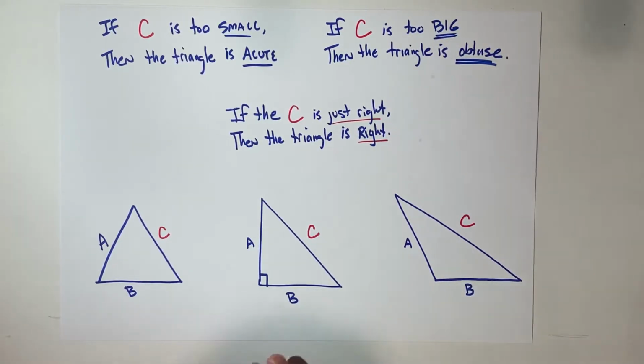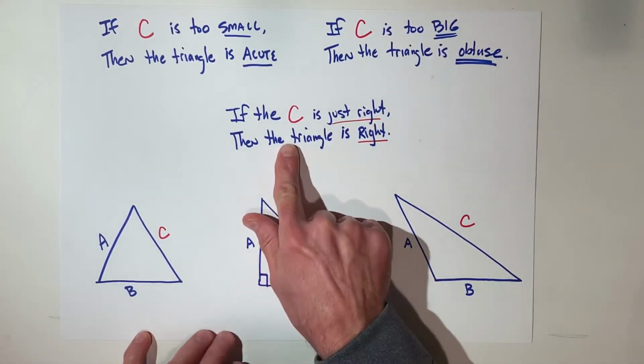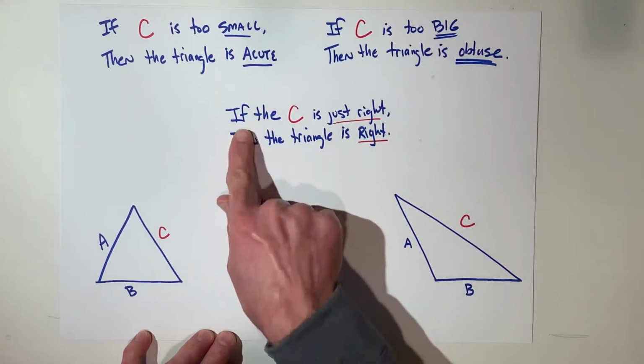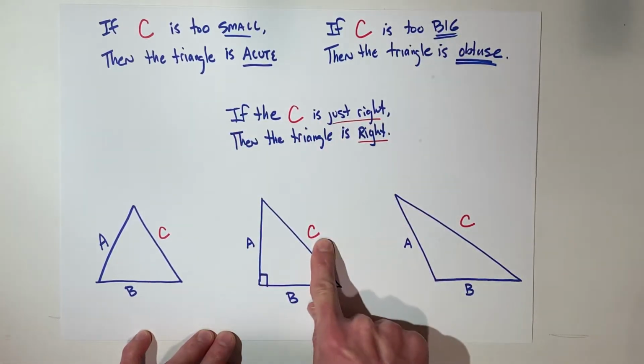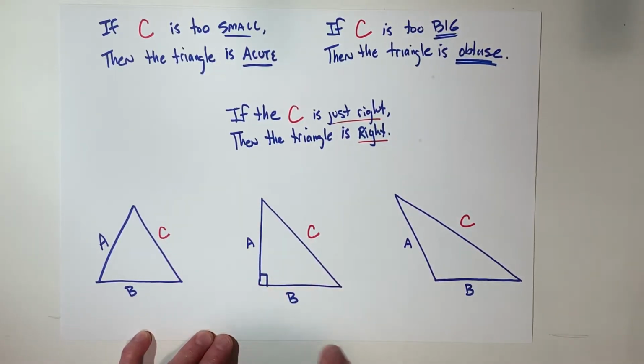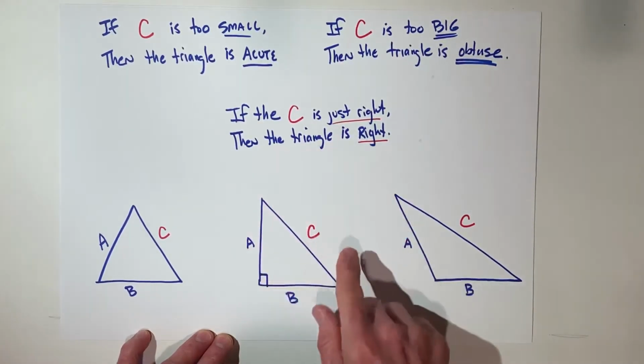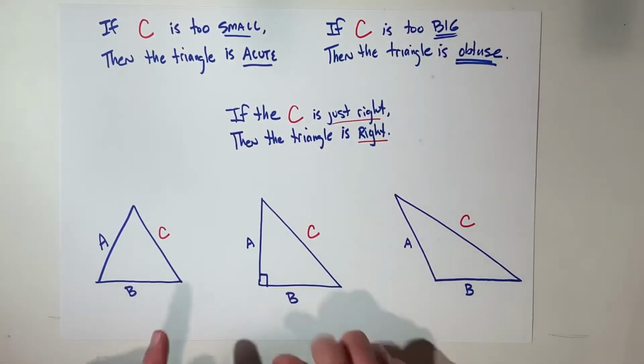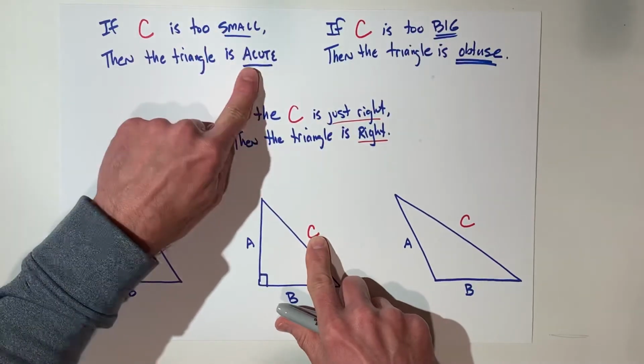And then of course, like the 3 little bears, the one that's just right is the one that we're normally after. So if C is just right, if C is exactly the size it's supposed to be, that means it's the size of A and the size of B combined, which is exactly what the theorem says, then the triangle is a right triangle. So one more time, if C is too small, the triangle is acute.